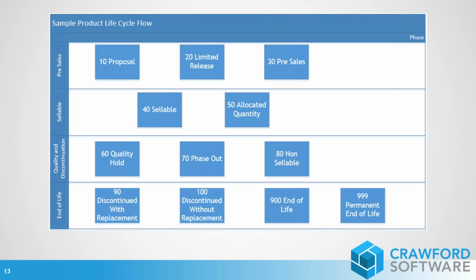Sellable is number 40, moving right here in the center of the screen. That's pretty much the way we typically set that up coming out of the box. There are no blocks, there's nothing going on, but we want to always have a flag on the part master so it gives people an idea where it is in the life cycle status and the process flow.